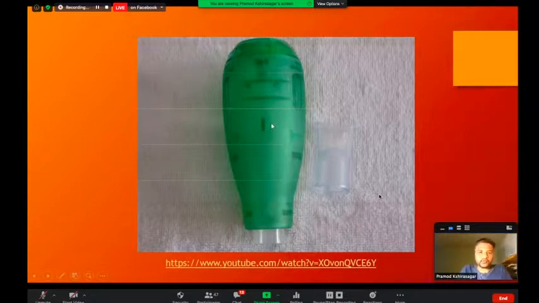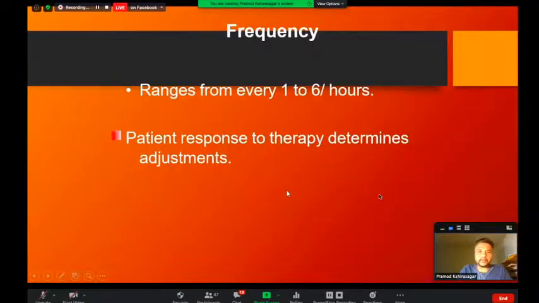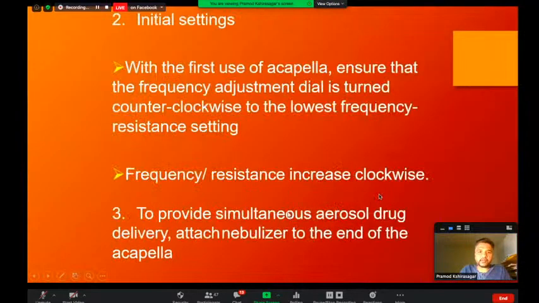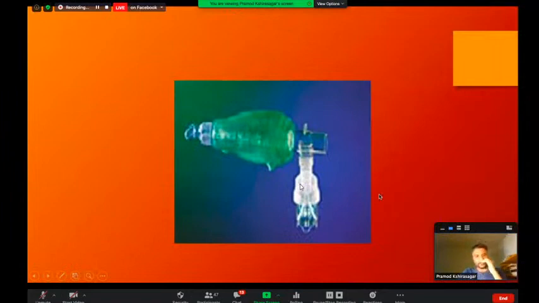Okay, so that was the video about the a cappella. And the good thing about the a cappella is you can also apply medication through it, so the patient can breathe in, or mucolytics can be attached to this a cappella.